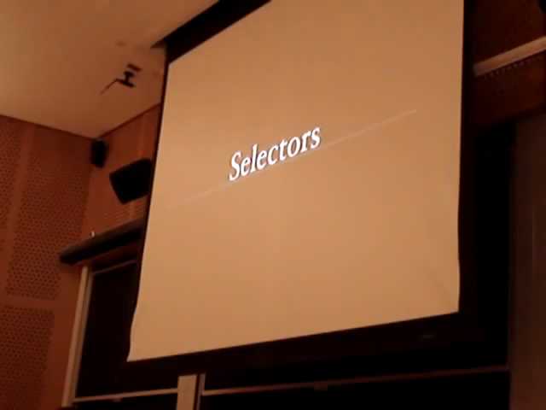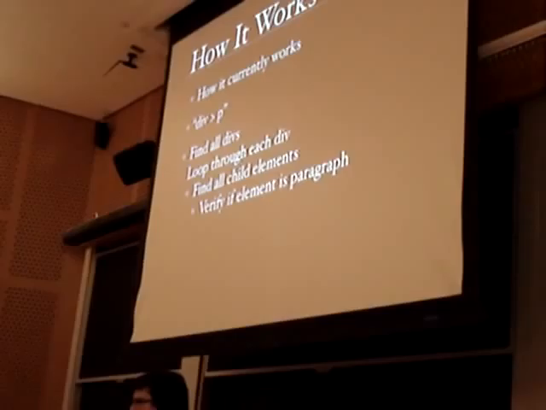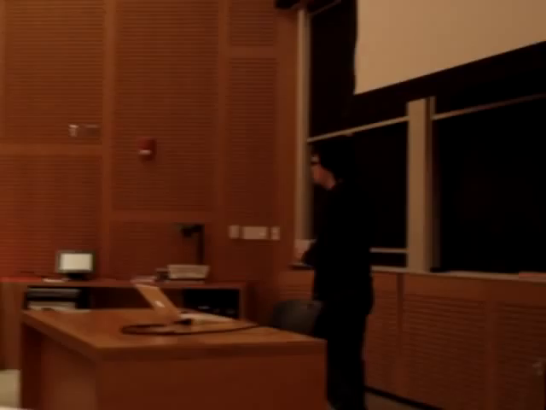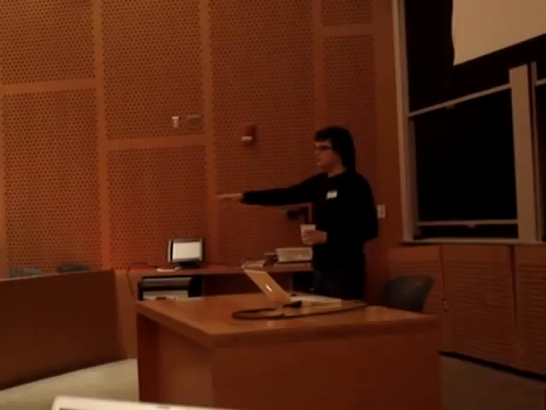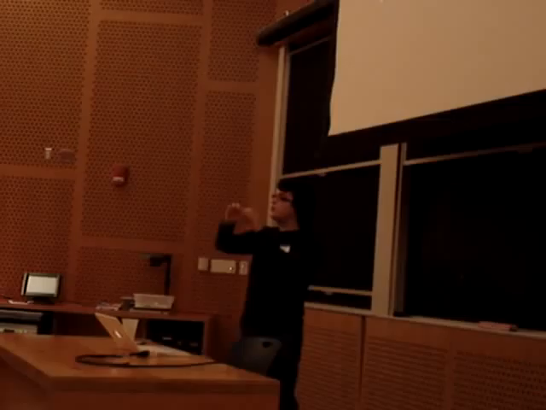All right, so selectors. Currently, selector engines, jQuery included, generally work in this manner, in that they start at the very beginning of a selector, and they work their way down to the ultimate conclusion. In this case, we want to find all paragraphs that are a child of a div. But all JavaScript selector engines currently go through and say, find all the divs on the page, go through each of the divs, then go through each of the children, and then verify each individual child is a paragraph.